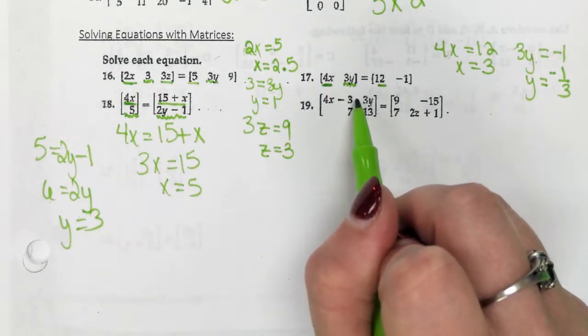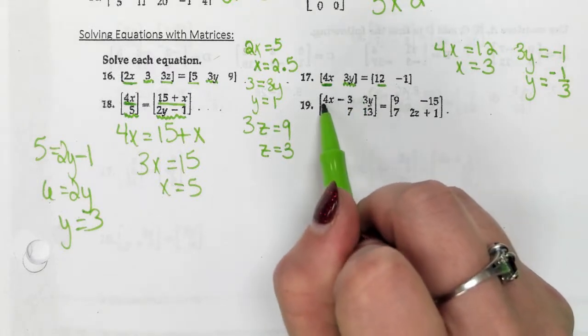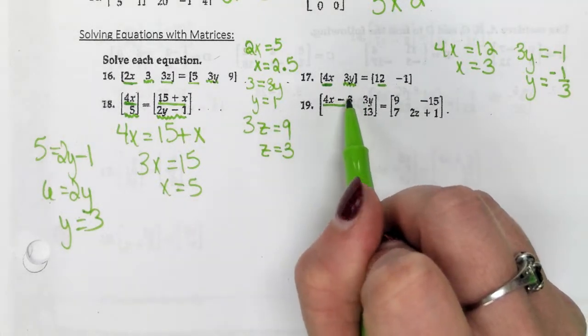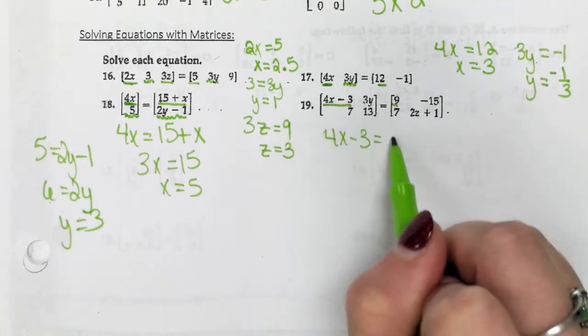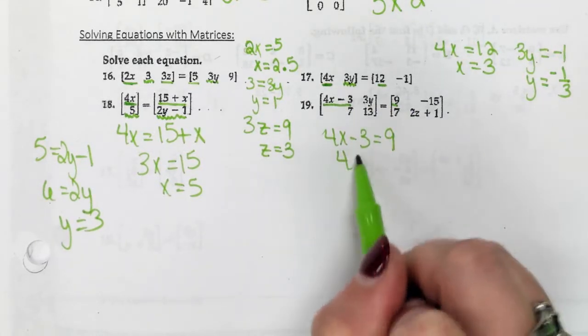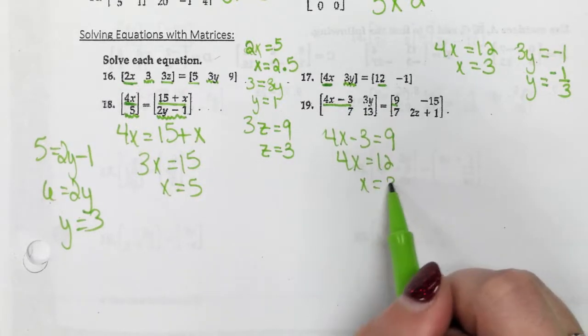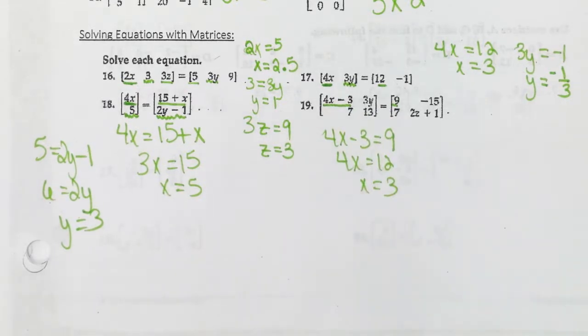Do you see how there's a big gap right here between these? Yes. Okay, so the 4x minus 3 goes together. And what's it equal to? 9. There you go. So add 3 over and you get 12. Divide and you get 3. Told you it was easy.